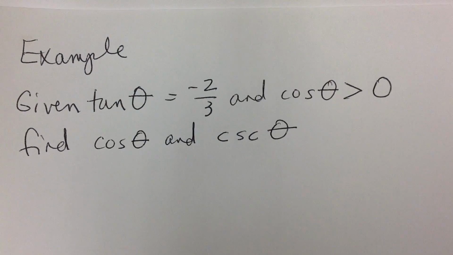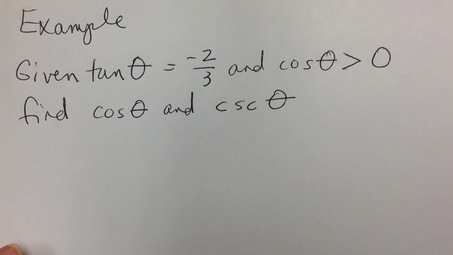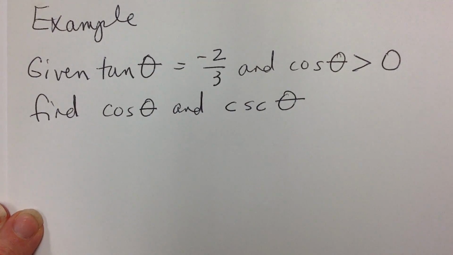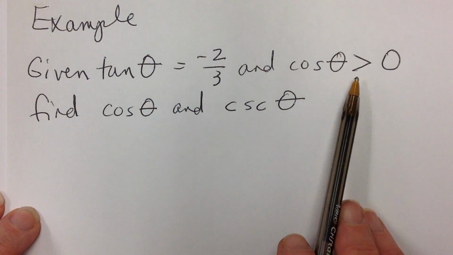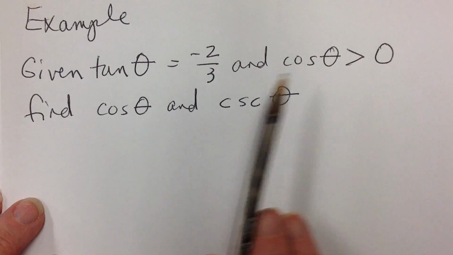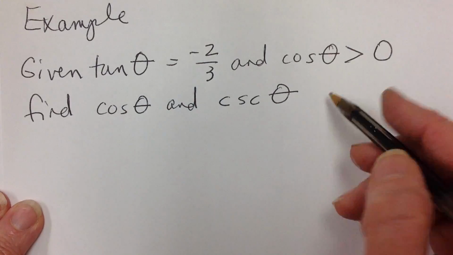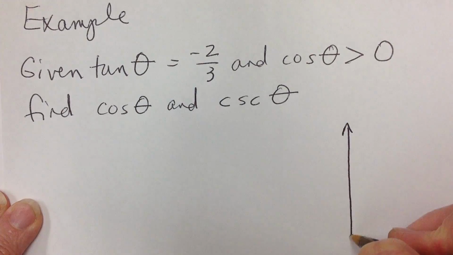So, with that being said, let's look at this example. You are given that tangent of theta is negative 2/3, and cosine of theta is greater than 0. Let's find cosine and cosecant. So, I'm going to draw this.